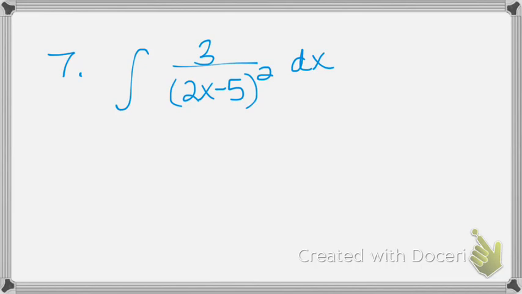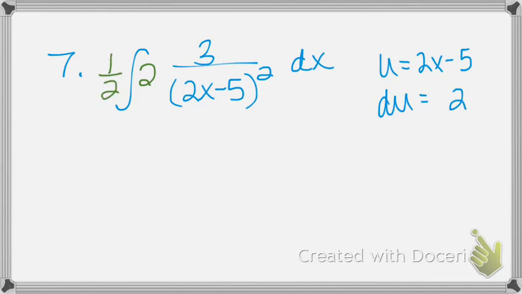Very similar to the other problems. What do you think you would be? Okay. So if u is 2x minus 5, du is 2. There's not a 2 there. There's 3. But there's not a 2. There's got to be a 2. So what can I do? Put a 2 in there. Take a 1/2 on the outside.